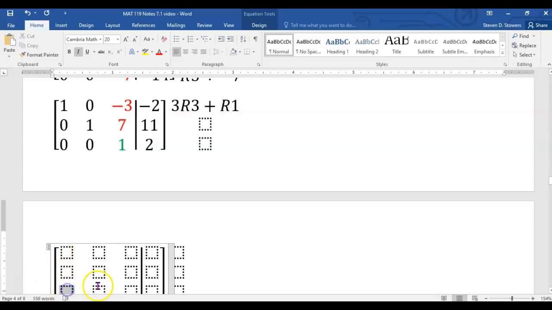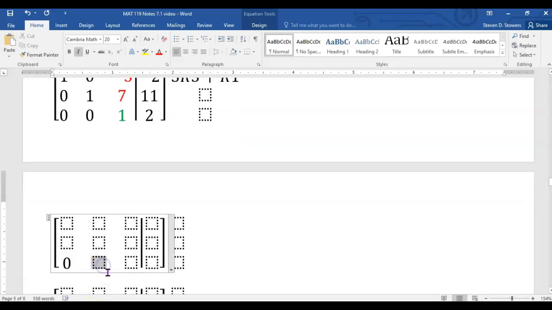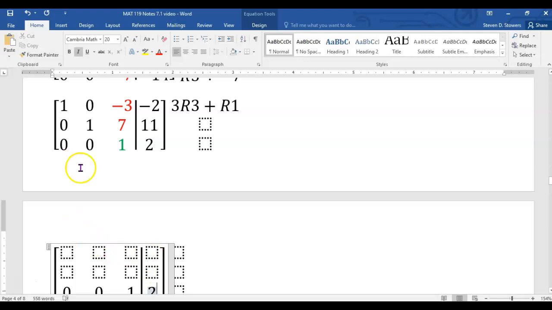The bottom row is not changing. It's still going to be 0, 0, 1, 2. But on top, we're taking 3 times whatever's on the bottom and adding it to what's on the top. So 3 times 0 is 0 plus 1 is 1. 3 times 0 is 0 plus 0 is 0. 3 times 1 is 3 plus -3 is 0. And 3 times 2 is 6 plus -2 is 4.